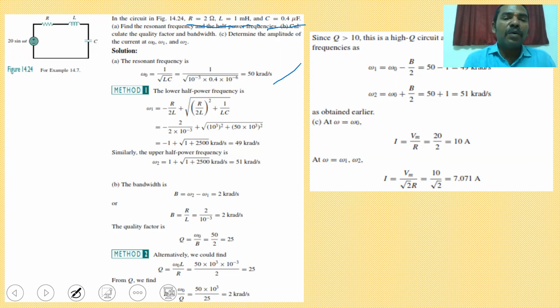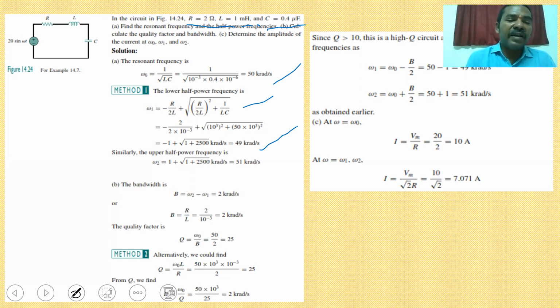Then coming to lower half power frequency omega 1. So what is the formula? Minus R by 2L plus root of R by 2L whole square plus 1 by LC. So if you substitute the R value, the L value, the C value in this equation, finally you can get 49 into 10 power 3 radians.